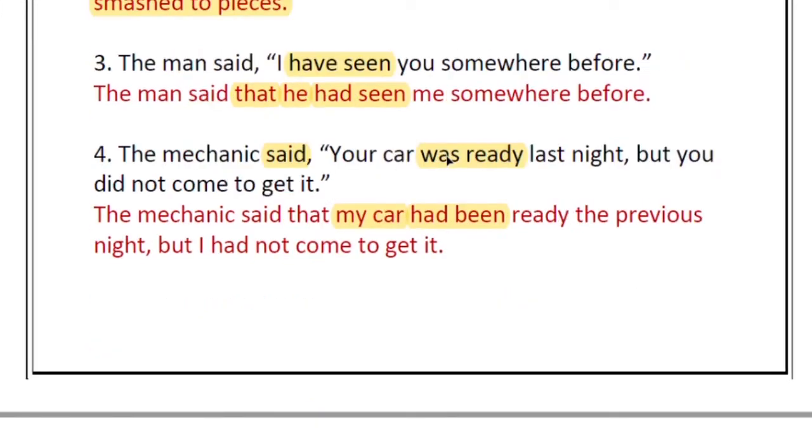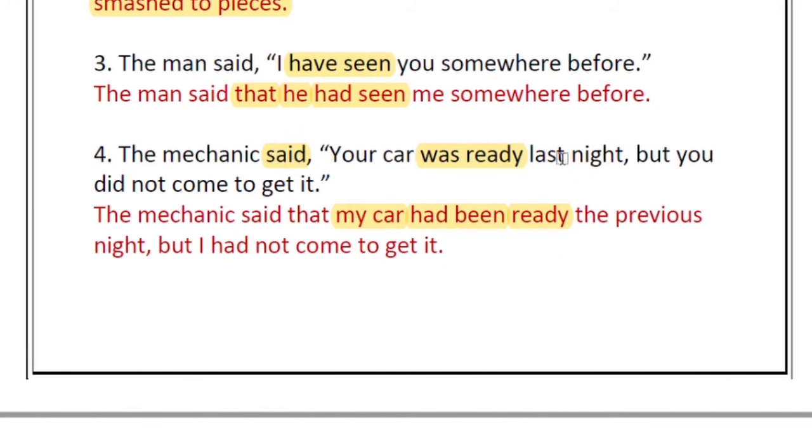The mechanic said, your car is ready last night, but you did not come to get it. The mechanic said that my car had been ready. Why had been ready? Because it is, was ready. That means simple past. Changing it to the next past form, we will have to use past perfect. So had been ready because the reporting verb said is past tense.